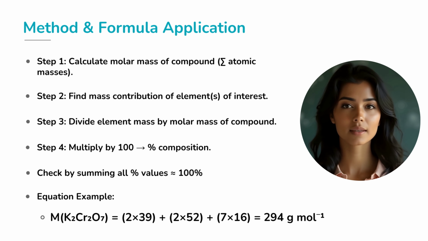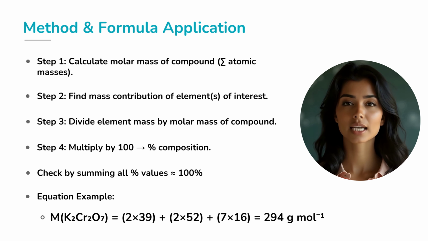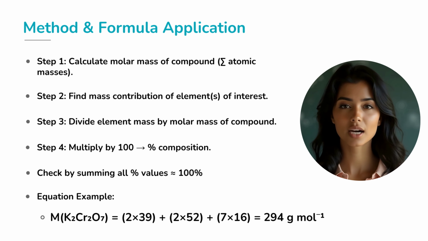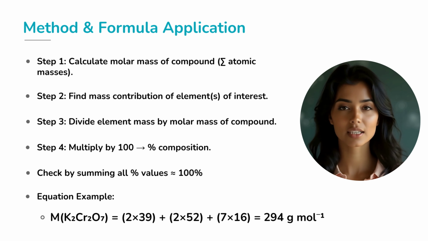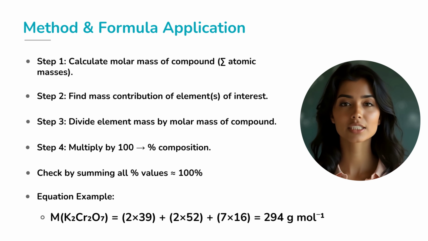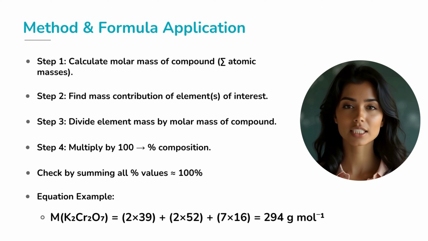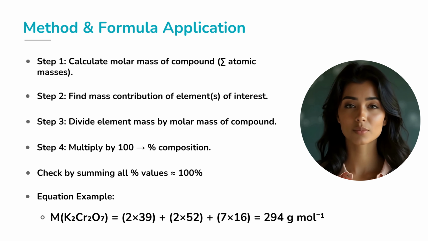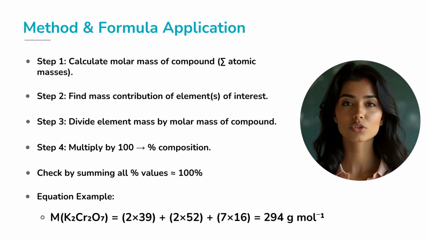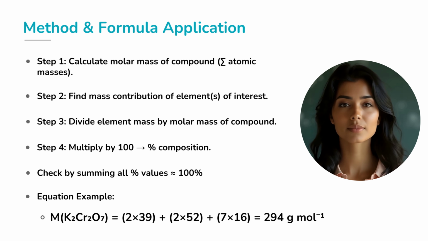And here's a neat tip. If you add up all the percentages of every element, the result should be about 100%. If it's not, you've probably missed a tiny calculation step. For example, in potassium dichromate, written as K2Cr2O7, we calculate its molar mass as (2 times 39) for potassium plus (2 times 52) for chromium plus (7 times 16) for oxygen, giving a total of 294 grams per mole. That's our foundation for the next step.